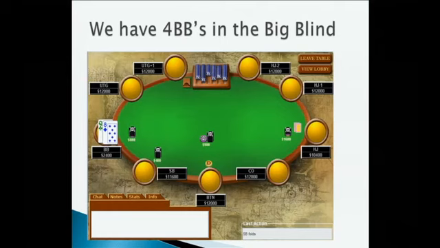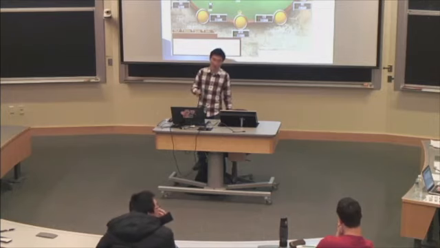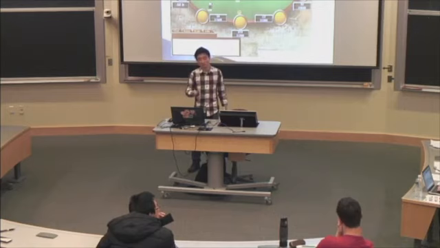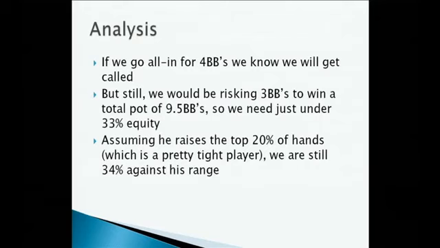And you're risking 3 big blinds for a total pot of 9.5 big blinds. So essentially, you only need 30% equity to call. And 30% equity is very easy to have pre-flop, essentially. So basically you have to play any 2 cards. Queen 8 off is way more than good enough.